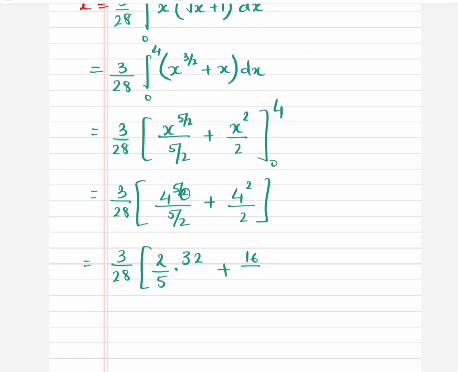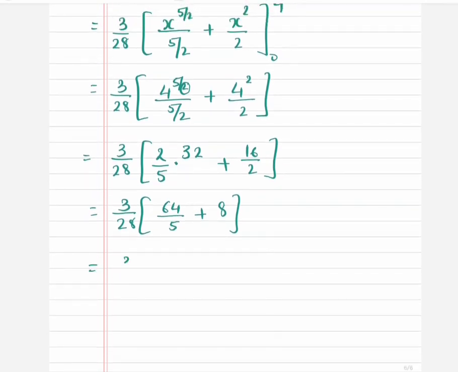Plus 16 over 2, 28, 30 to 64 over 5, plus 8, 3 over 28, 5 times 4 is 8 times 5 is 40, so 104 over 5. And now you just multiply that.